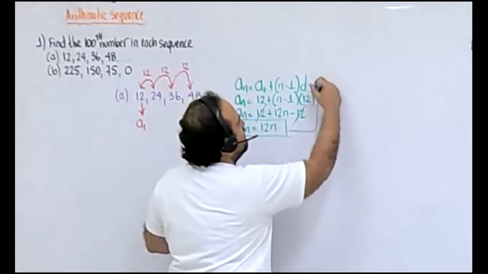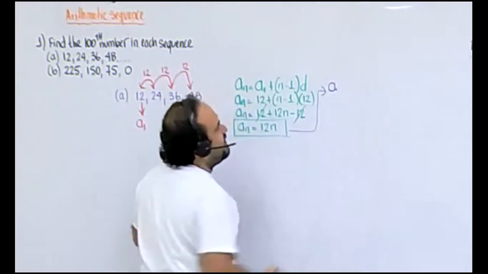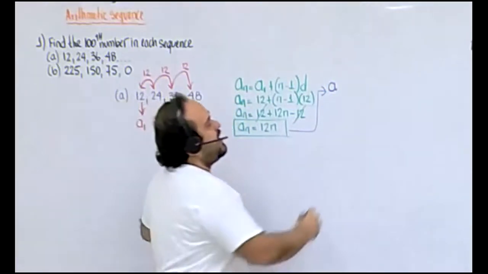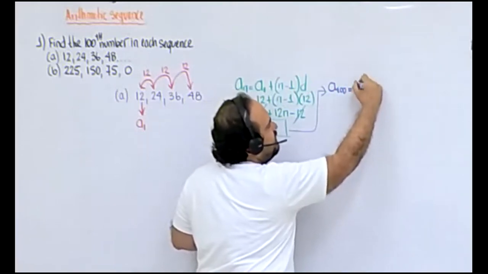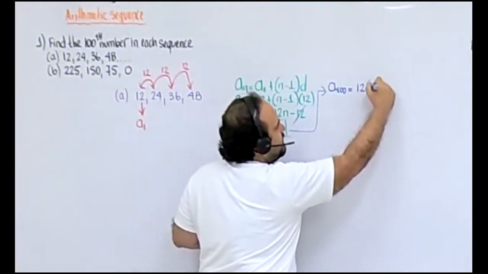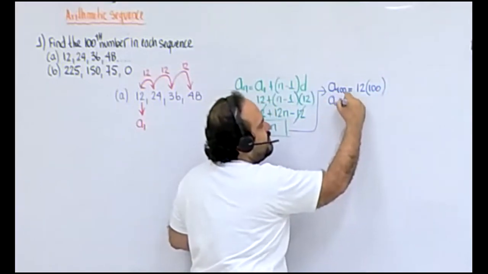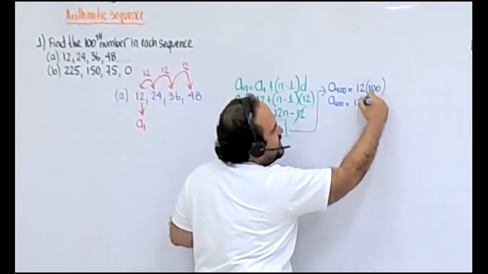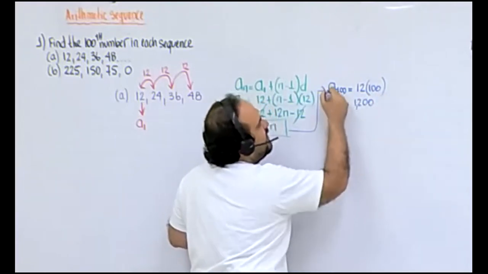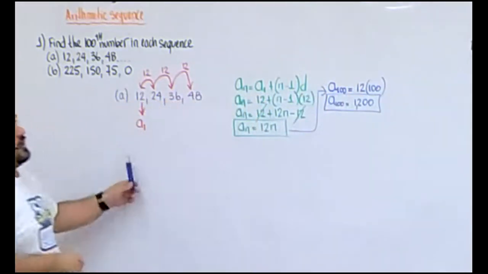Because we're looking for the 100th term, we're going to replace the letter n by 100, and we're going to say that the 100th term will be equal to 12 multiplied by 100. So the answer will be 12 times 1 is 12, and we can add zeros, okay? It will be 1,200. Understood?